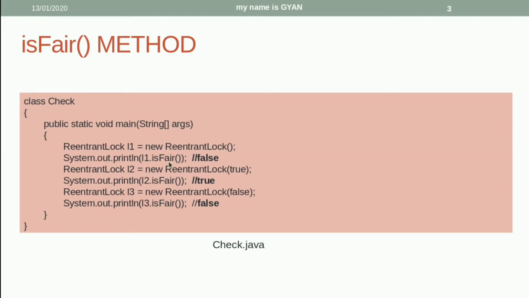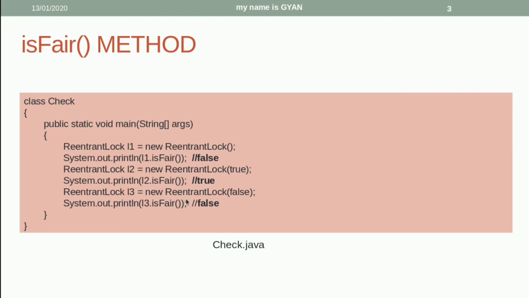In this statement, we are creating a new ReentrantLock object by using true as its argument. So the ReentrantLock object created by this statement will follow the fairness policy. Therefore, when we call the isFair method by using the reference variable L2, it will return true.